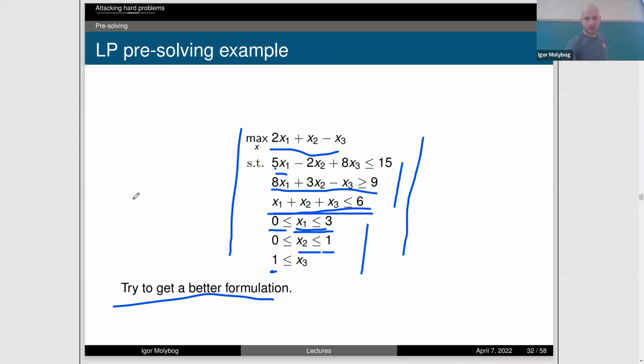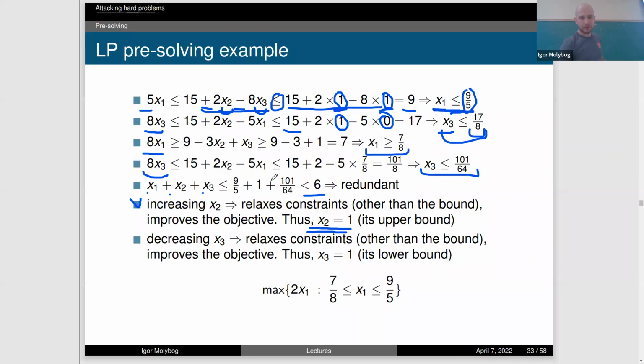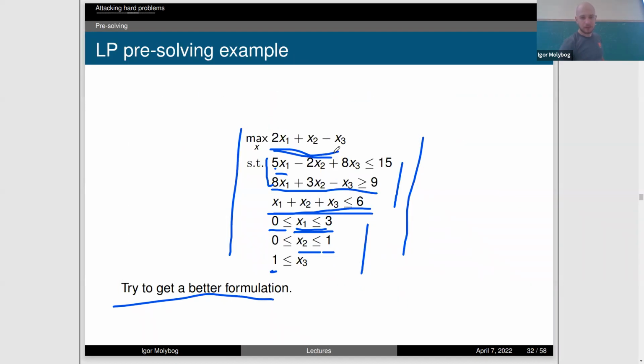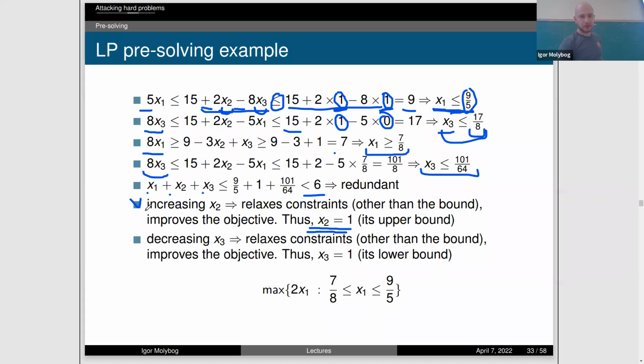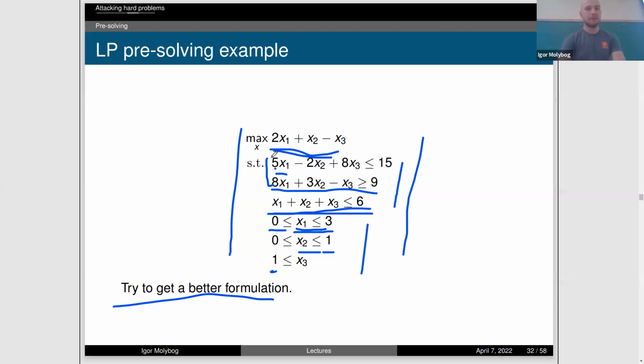Let's take a look at these two inequalities, and let's take a look at the objective value. So here we are saying that increasing x2, let's see what is happening to the objective function and the gap in the first two inequalities. We don't have to consider the third inequality anymore because it's redundant. So we only care about the gap between the left hand side and the right hand side in the first two inequalities, and the objective function.